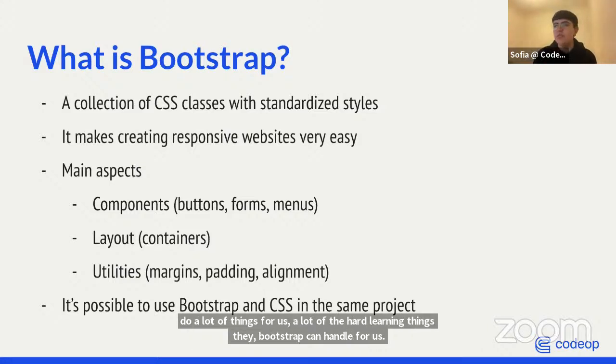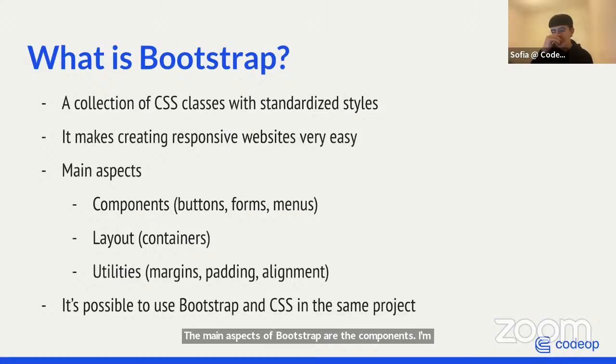The main aspects of Bootstrap are the components. I'm going to show you a few of them. We have the buttons, the form, the menus. We have some layout things like the containers to wrap things. And grid, yesterday I mentioned that I quite like the grid system from Bootstrap. And then we have the utilities like margin, padding, alignment. We saw yesterday how to add this with plain CSS, but you can also add this with Bootstrap. And you can use both. You can use a few things from Bootstrap and a few things from creating your own CSS. This is not an issue.